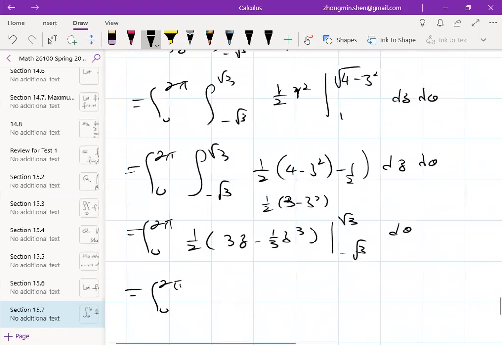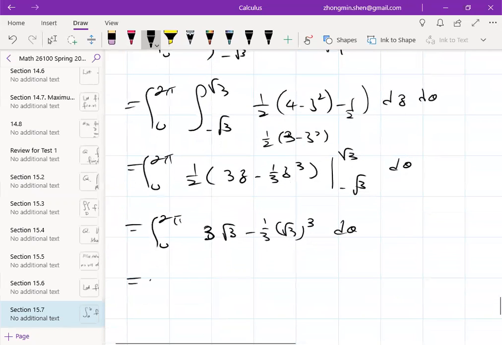So just double it. Okay, evaluate this: z is the square root of 3, so 3 times square root of 3 minus 1/3 times square root of 3 cubed. Twice of that, so the 2 is cancelled out. Right, so that will be just 2 pi times 3 square root of 3 minus 3 over 3 square root of 3. So it'll be just 2 square root of 3, right? And 4 pi square root of 3. So that is the value, the volume.